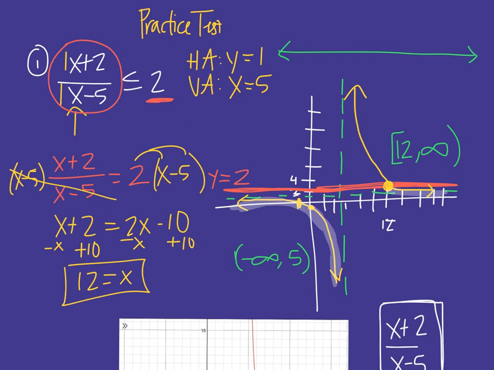So, let's see. I'm going to just start here. I need to be including 12 and then shading to the right. There's the 12 to infinity. And then 5 is not included. It's an open circle. And it's going to go to the left. So those are the solutions.